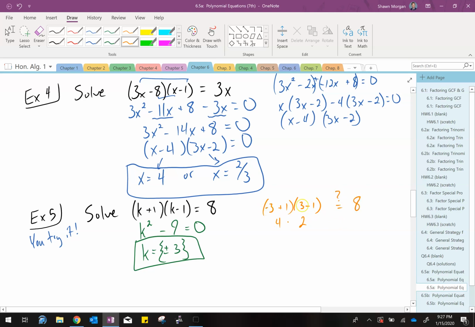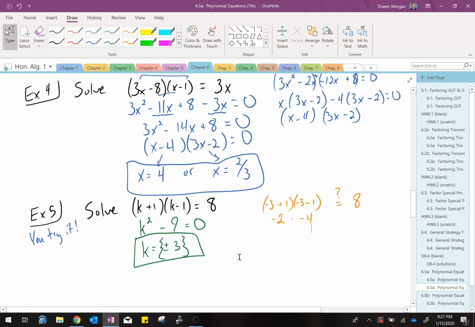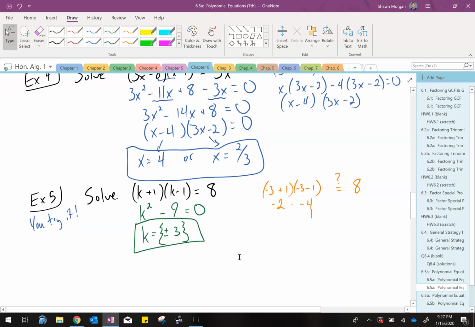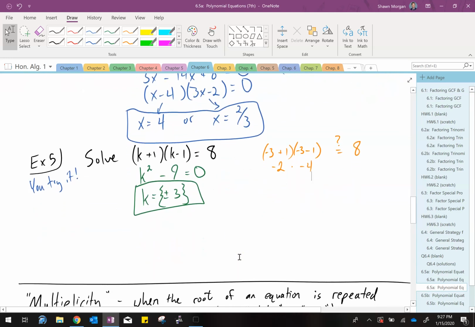And then what happens if I plug in a negative 3? Well, if I plug in a negative 3, I wind up with a negative 2 and a negative 4, which negative 2 times negative 4 again checks out to equal 8. So both of those answers are legitimate, and it's a good way for you to get into the habit of checking your answers. Later on, we'll start looking at some equations where perhaps the answers that we get aren't legitimate.